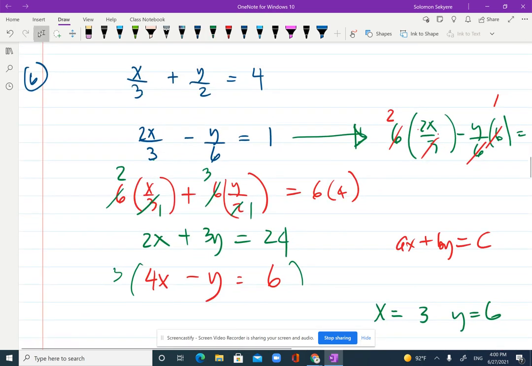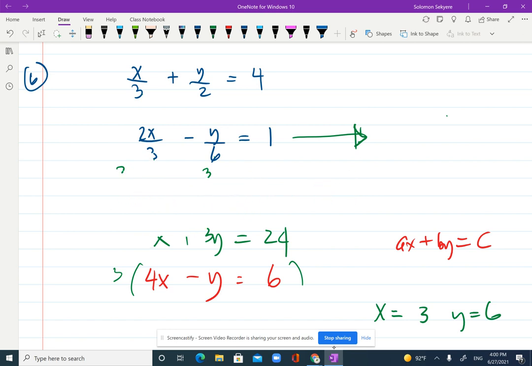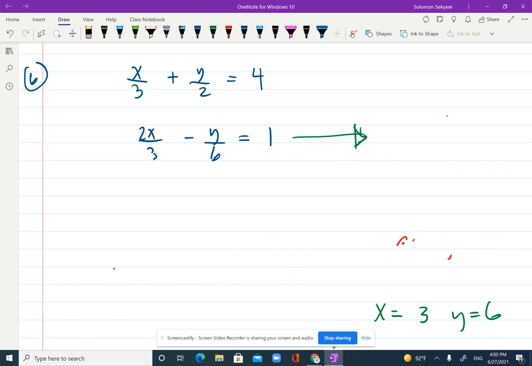Okay, what do we have here? We have fractions. We don't like fractions, right? We don't like fractions. So what are we going to do? We are going to get rid of the fractions by using what? LCM. So the top one, what's the LCM of 3 and 2? LCM of 3 and 2 is 6. So we use the 6, right? We use the 6 to convert everything, right?